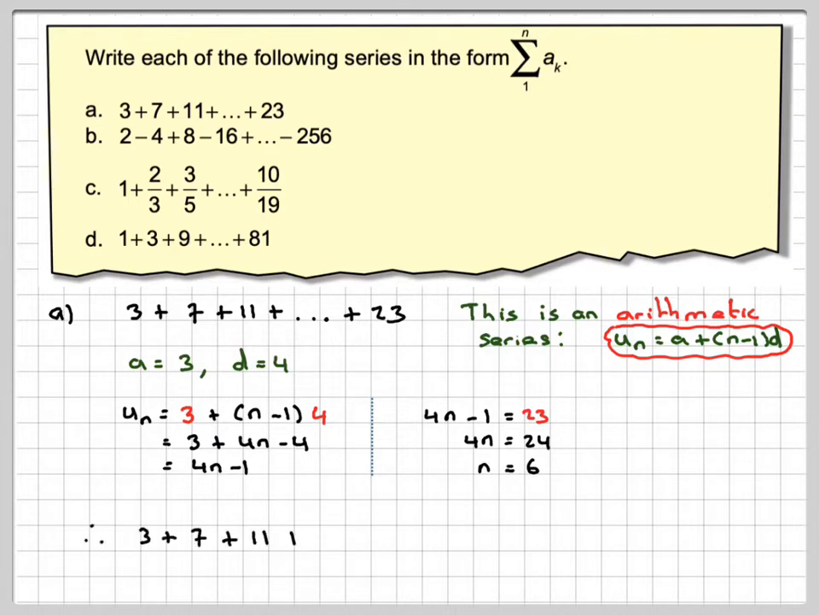So our series 3 plus 7 plus 11 up to 23 will be the sum from 1 to, now n is 6, so here we now put a 6, and we now rewrite this, but instead of putting n, we're now going to put k. So we get 4k minus 1. So that's the answer. Right, the next one, 2 minus 4 plus 8 minus 16 up to minus 256.